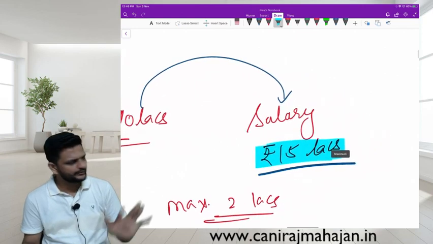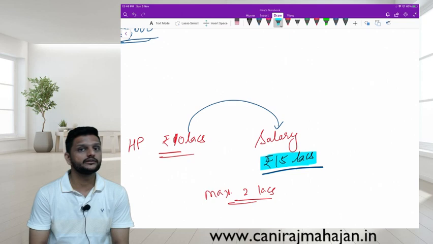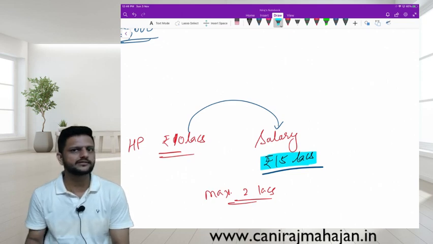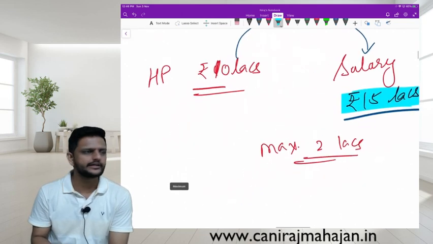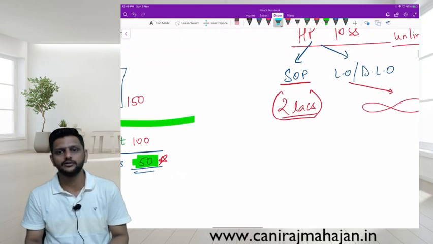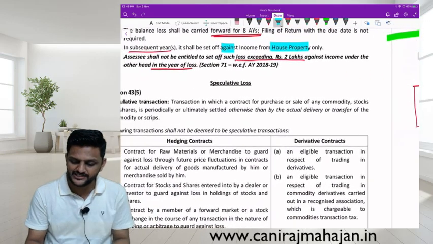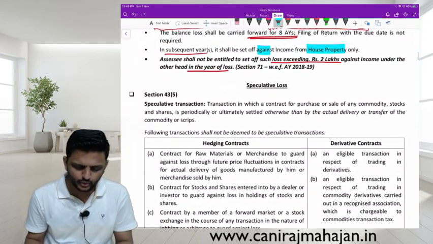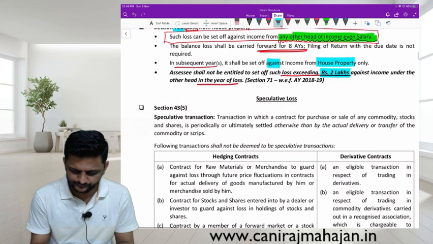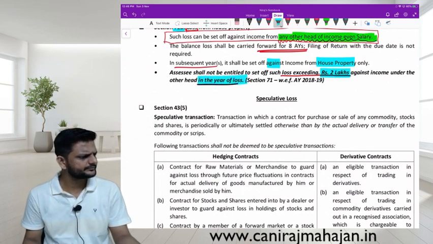Yes? So now what will happen is only 2 lakhs we could reduce. Taxable income becomes 13 lakhs. We will still be paying tax at the slab rate of 30%. Are you following? So they have given some restriction on the set-off. Understood a little bit? Okay, come back. So maximum is how much? 2 lakhs in the year of loss. Okay.